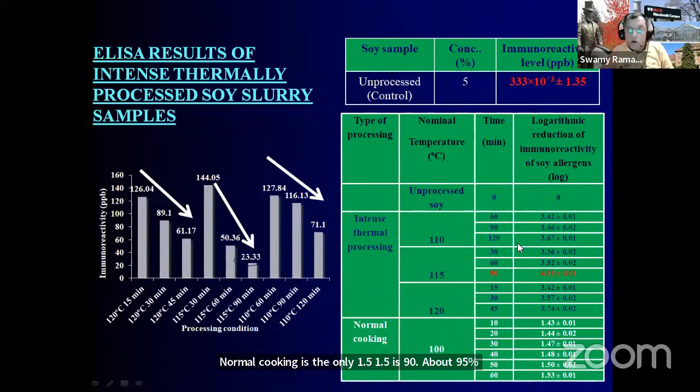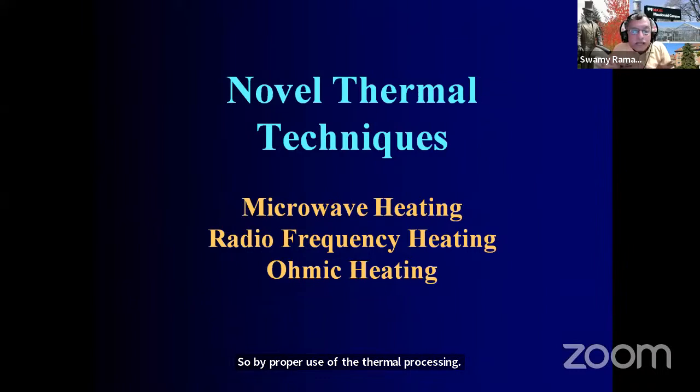So by proper use of thermal processing, you can extend the work to allergen reduction, reducing the allergen sensitivity of some of these products. They're still in the conventional thermal processing area. But today we have some new approaches in thermal processing, using novel thermal techniques. These include microwave heating, radio frequency heating, and ohmic heating. These don't use conventional hot water or steam for heating. They generate heat in a different way.